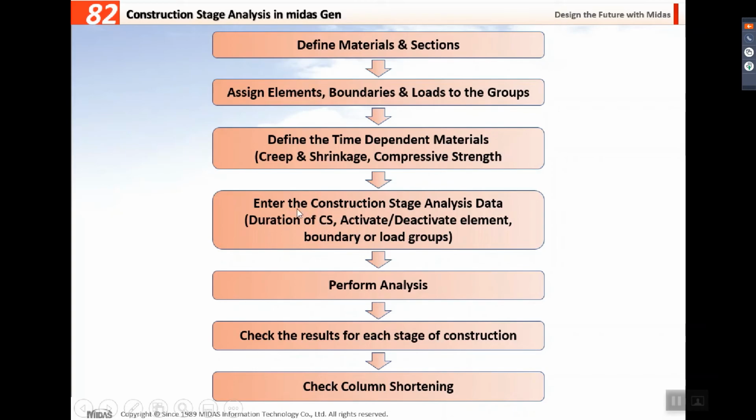We can also now, after that, enter the construction stage analysis data, the duration of the construction stage. We can activate or deactivate element, boundary, or load groups. So what we have performed is that we used the construction stage wizard in the example. After we have entered the different construction stage analysis data, we can now perform the analysis, check the results for each stage of construction, and check for the column shortening.